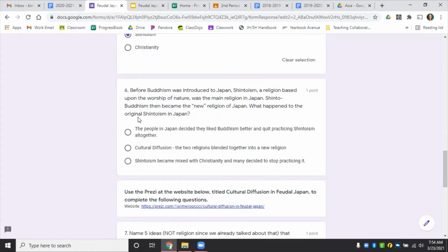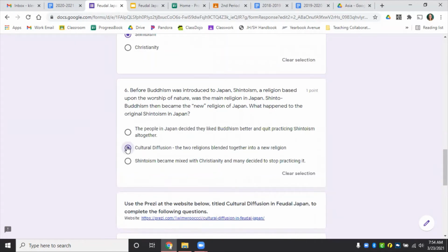Well, if they had Shintoism and then Buddhism was introduced into Japan, and now they call it Shinto Buddhism, it sounds like that's an example of cultural diffusion. The two religions blended together into a new religion. They took a little bit of Shintoism, a little bit of Buddhism, and mixed those together through cultural diffusion, and they then called it Shinto Buddhism.